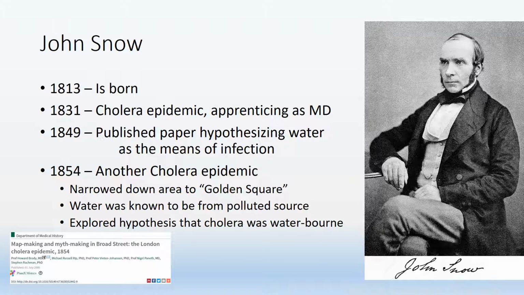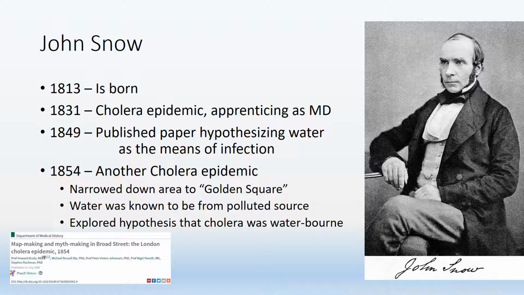This particular theory gained a lot of popularity because it was simple and could be easily understood. John Snow, one of the many doctors at the time, had a different idea of how cholera was spread. In 1813, John Snow was born, and by 1831 he was apprenticing as an MD during the first cholera epidemic. By 1849, he, like many others, published a paper hypothesizing how cholera was spread. John Snow thought it was spread through water.